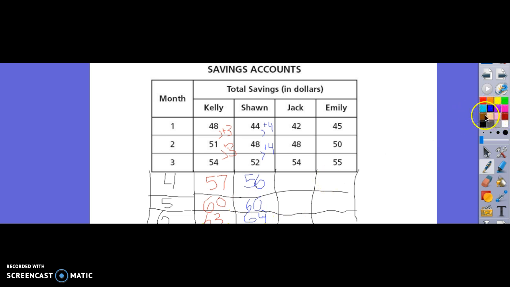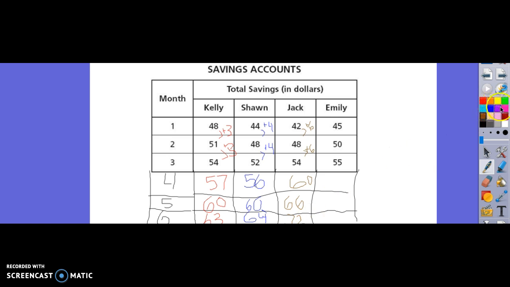Let's do Jack. 42 to 48. 42 to 48 is plus what? 6. Then 48 to 54 is plus 6. So 54 plus 6 is 60. 60 plus 6, 66. And then what is the last one going to be? 72.